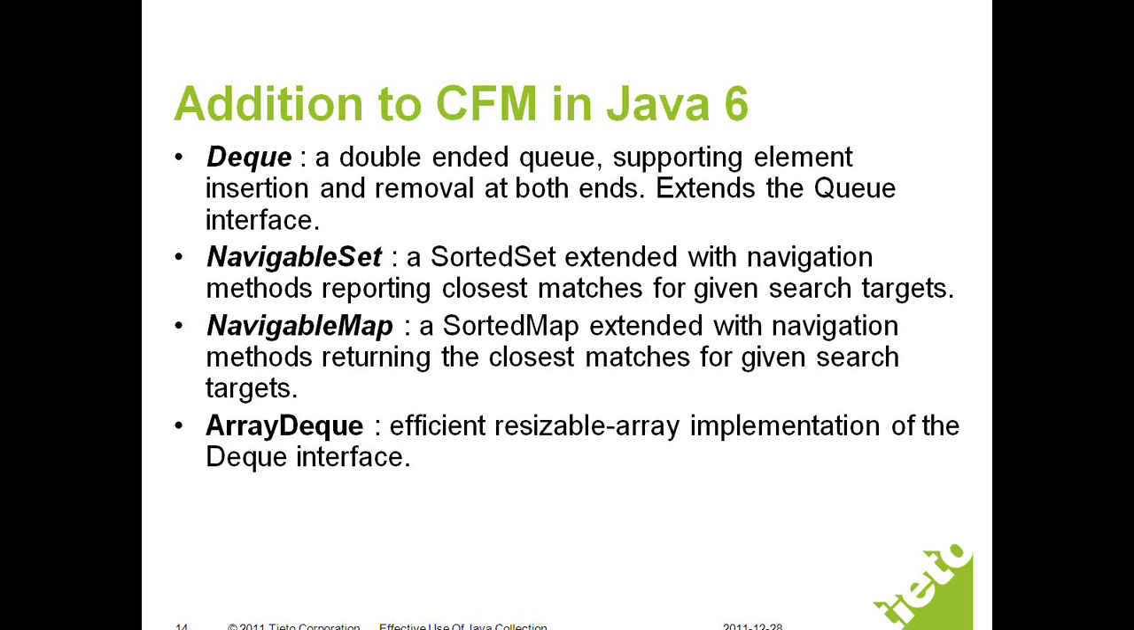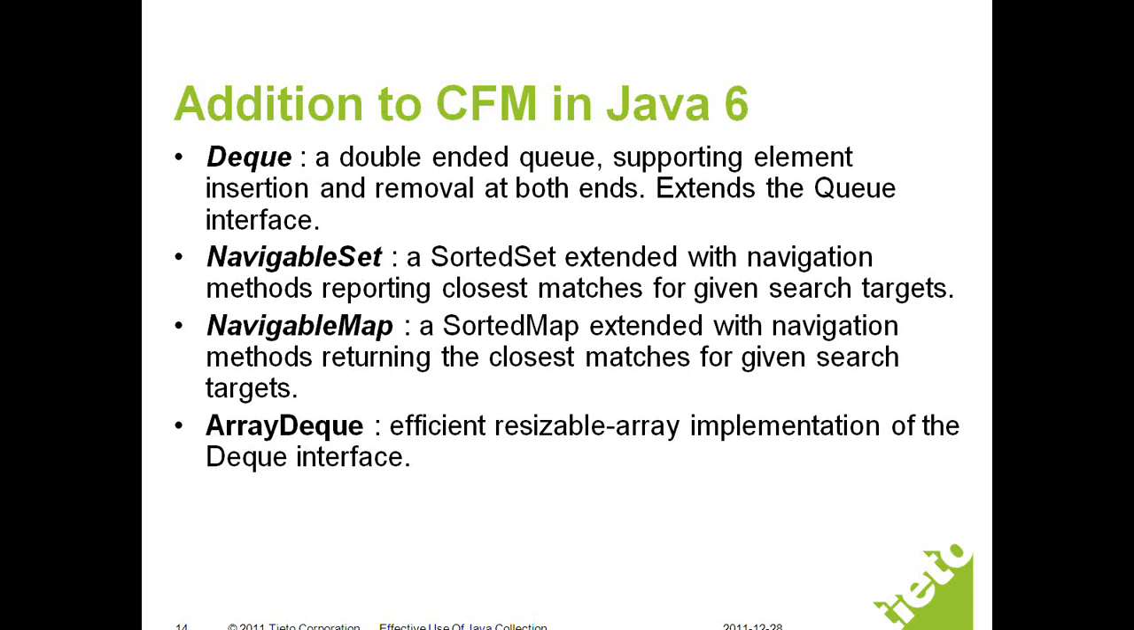So you have methods like ceiling and floor, which give you the nearest entry for the specific value which you are passing. ArrayDeque is an implementation of the double-ended queue in the form of an array.